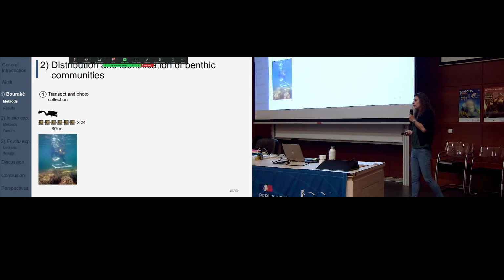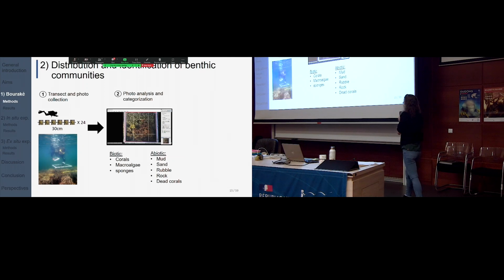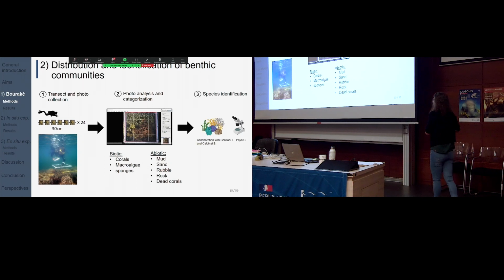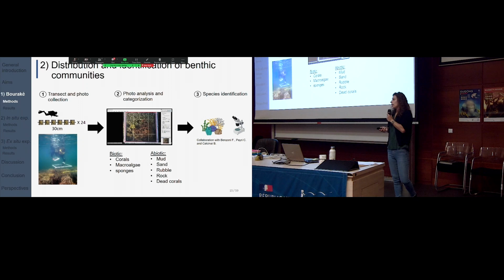To assess the benthic community distribution, I carried out in 2018 24 transects, each 30 meters long, along the Bouraké Lagoon, and every meter I took photo quadrats. I then analyzed the pictures to estimate the percentage of coverage of the main biotic and abiotic components. Thanks to the pictures and also sample collection, I then identified the main benthic communities, and I generated a checklist of the Bouraké species.